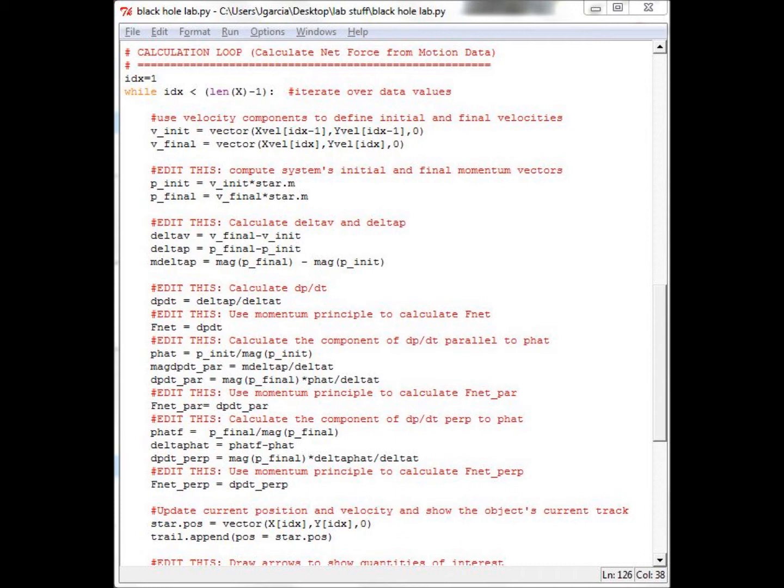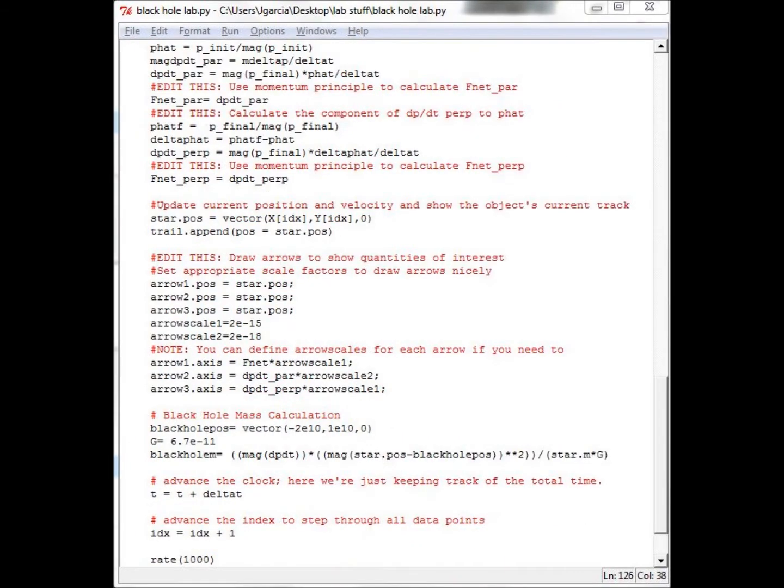It should also be important to notice that the net force has a perpendicular and parallel component, and in the program I calculated those as well. In order to calculate the parallel component of net force, I took the magnitude of the final momentum and multiplied it by the unit vector of momentum divided by delta T. And to calculate the perpendicular component of net force, I took the magnitude of P final and multiplied that by delta P hat over delta T.